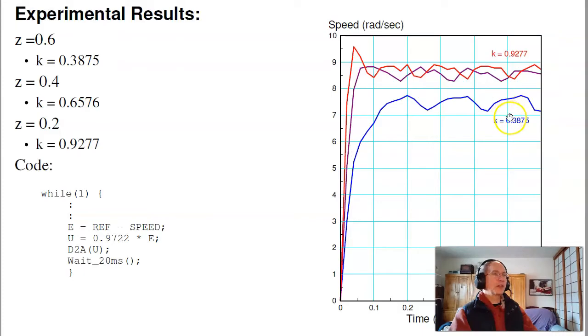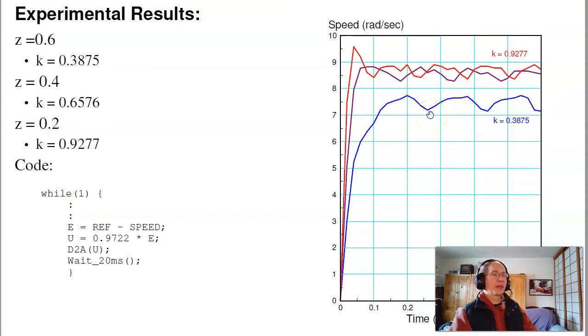These are the responses for placing the pole at 0.6 on the blue line, 0.4 the purple line, and 0.2 on the red line. You see that as the root locus predicts, I get a faster and faster system. This wiggle in there is just the flywheel that I added to the motor. It wasn't perfectly balanced. And every 2 pi radians, one rotation, are those little dips that you're seeing.